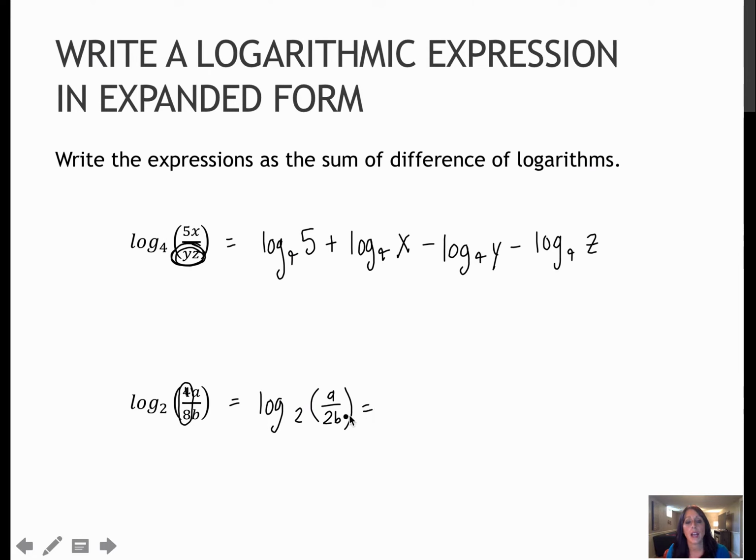So now I have log base 2 of a and then minus, because I have two items, I'm going to subtract two items on the bottom, log base 2 of 2 minus log base 2 of b. Now of course log base 2 of 2 should be 1 because 2 to the first power is 2. Therefore I have log base 2 of a minus 1 minus log base 2 of b.